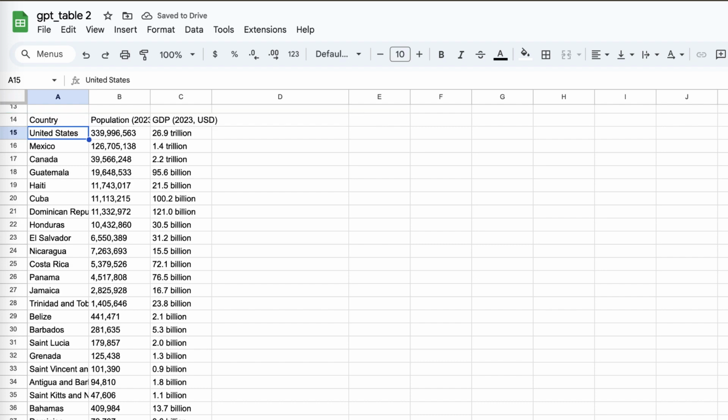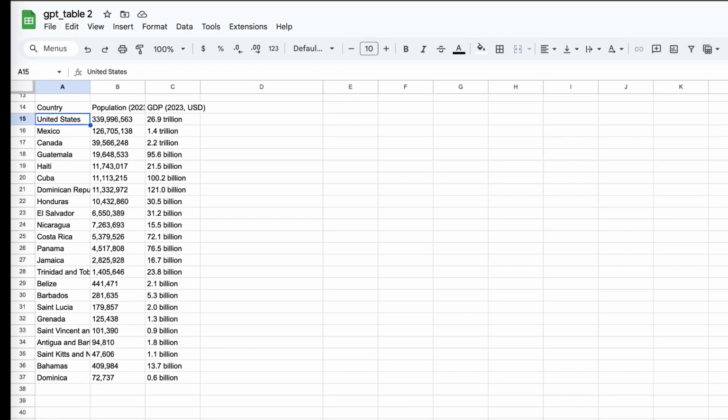And I've got a table with the country, population, and GDP, and the table is organized by population. So the United States, the most populous country, is at the top, and Dominica, maybe that's the Dominican Republic, with the smallest population, is down at the bottom.